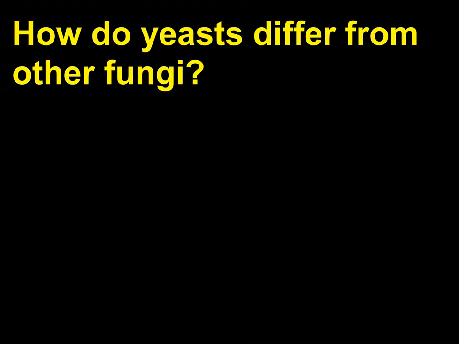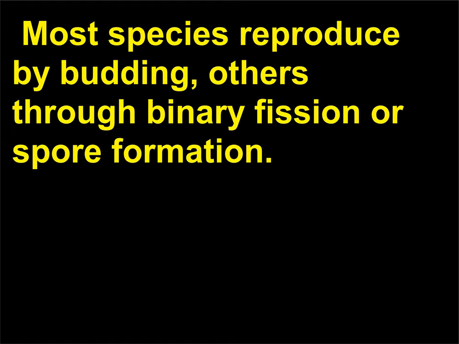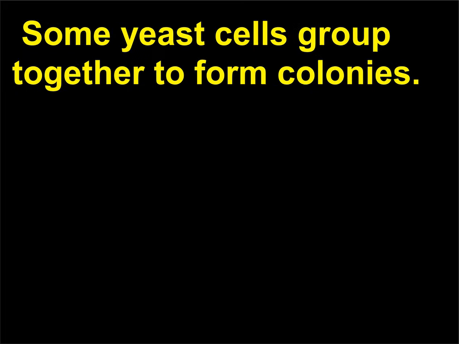How do yeasts differ from other fungi? Yeasts remain unicellular, that is, as single cells throughout their life. Most species reproduce by budding, others through binary fission or spore formation. Each bud that separates from its mother yeast cell can grow into a new yeast cell. Some yeast cells group together to form colonies.